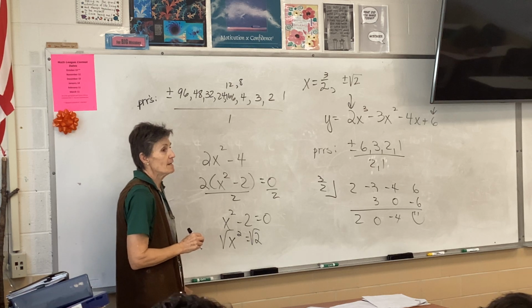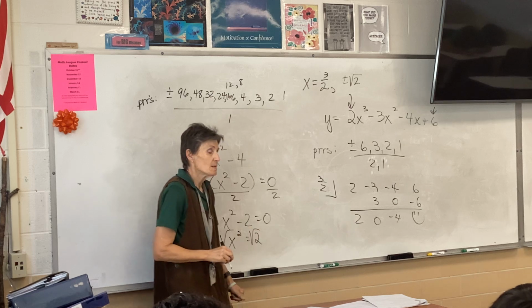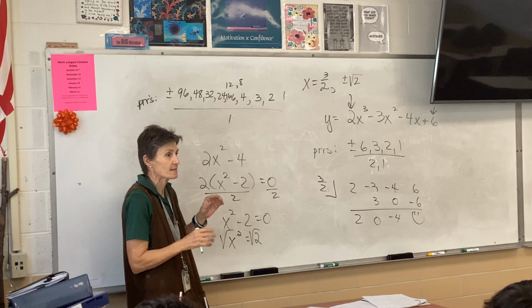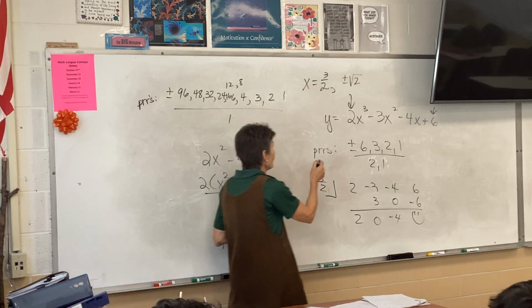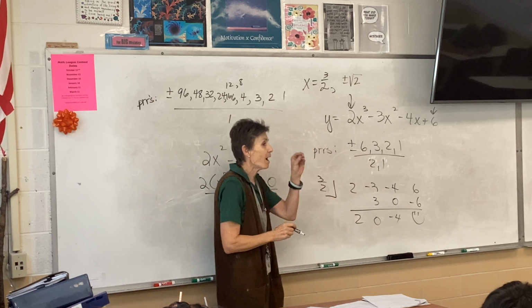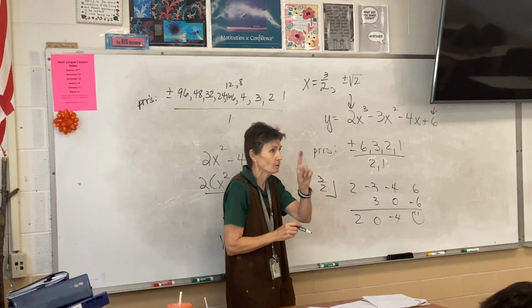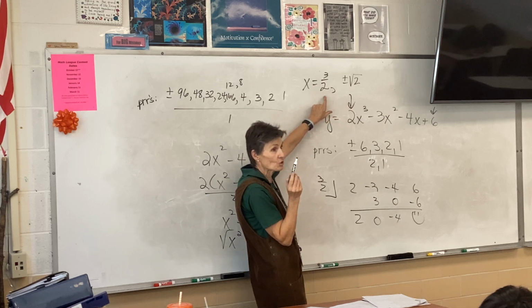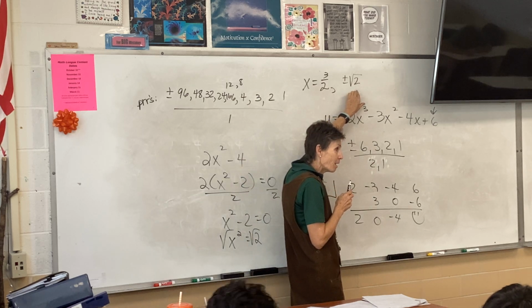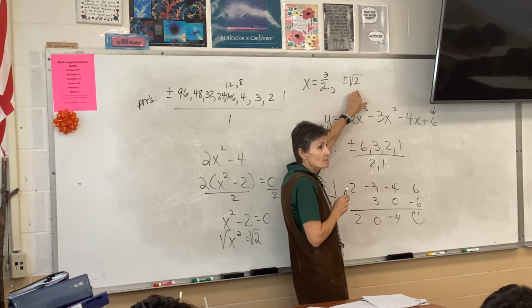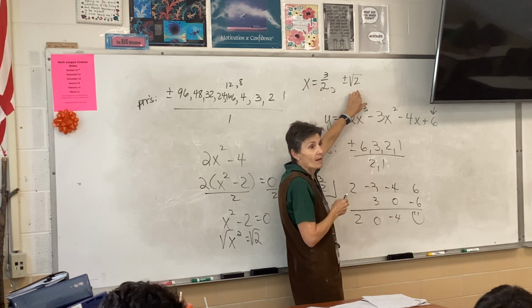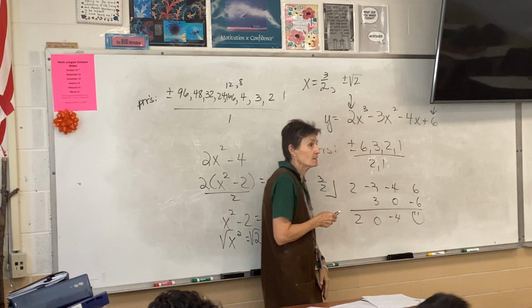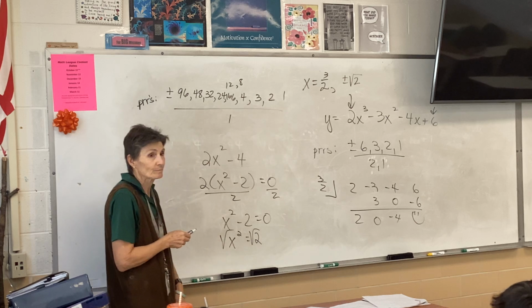Now, here's the deal. The reason we went on and on guessing is because our list is the possible rational roots. Look at our answers. We have 1 rational root, but the other 2 are irrational. So we couldn't have guessed them because they're not in our list. We just had to keep going until we finally found the rational root.